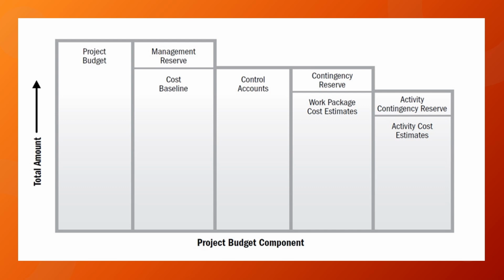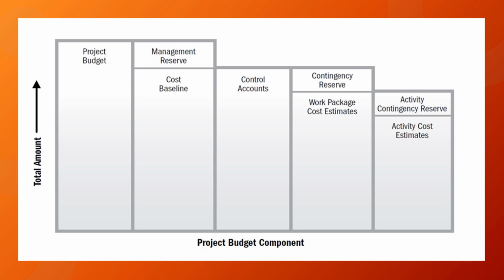If you notice, the project budget is broken down into two main components, the management reserves and the cost baseline. Cost baseline represents cumulative control accounts that are broken down again into contingency reserves and work package cost estimates. Work package cost estimates are representatives of the activity contingency reserves and the activity cost estimates.